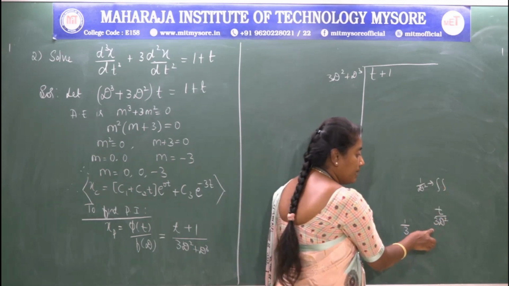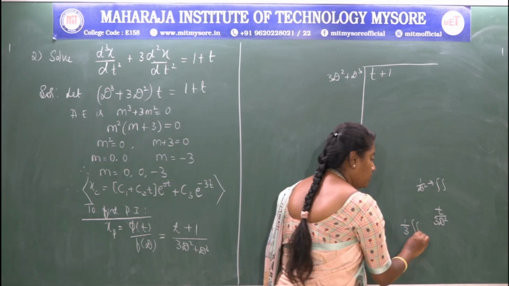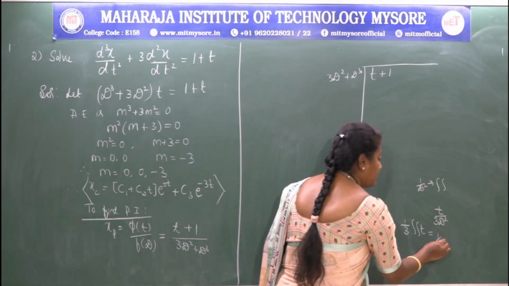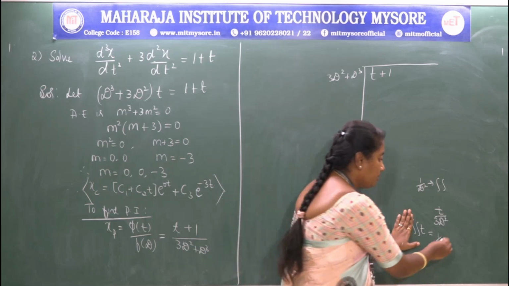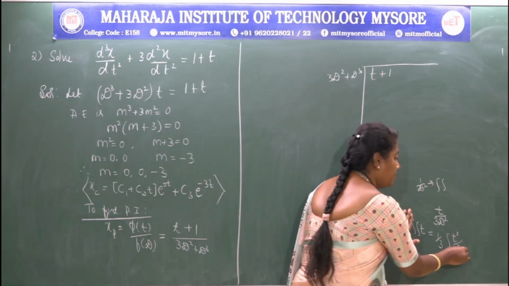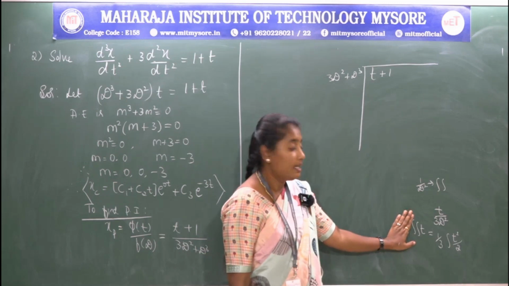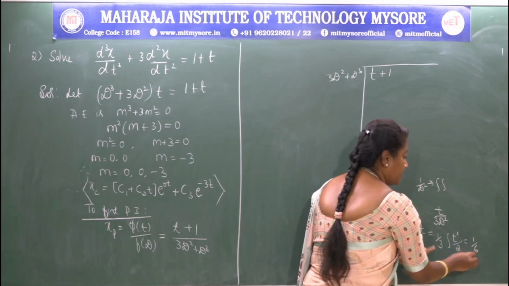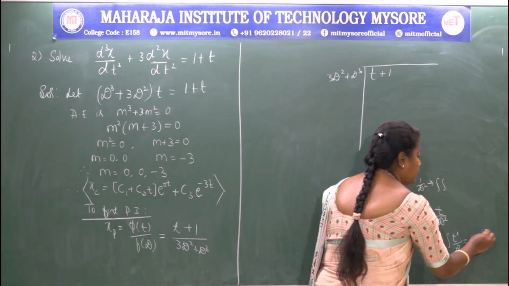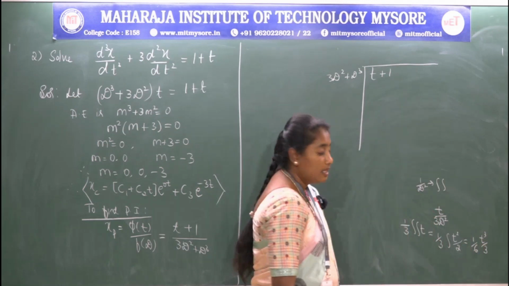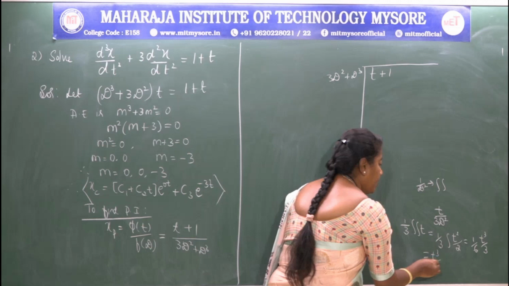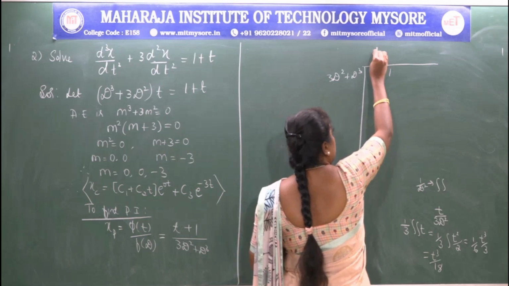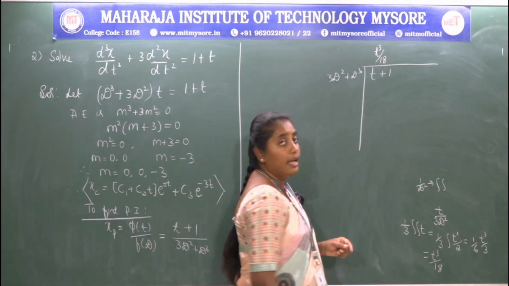That means 1 by D square is 1 by 3 into double integration of t. Integrating once, we get t square divided by 2. Integrating one more time, 3 into 2 is 6. Integration of t square is t cube divided by 3. So the resultant term is t cube divided by 18. Hence the first quotient element is t cube divided by 18.